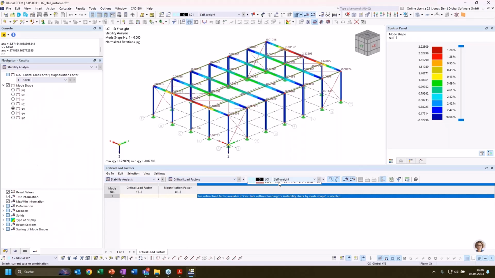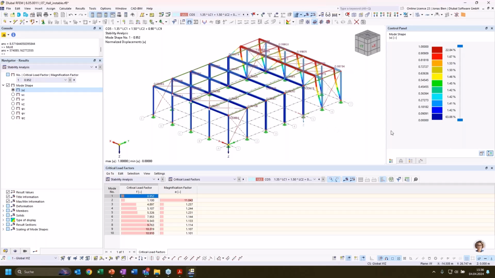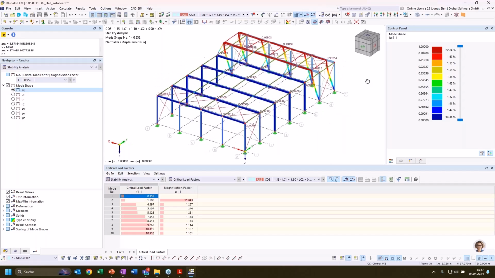And let's go to the results for my load combination 5. And what I can see now is that my critical load factor is below 1. And that indicates that my structure is indeed unstable because it is overloaded. And I can also check what could be the issue based on the mode shape.